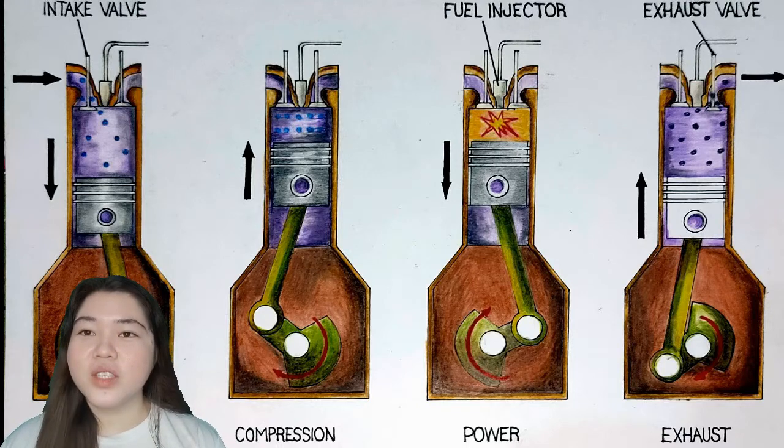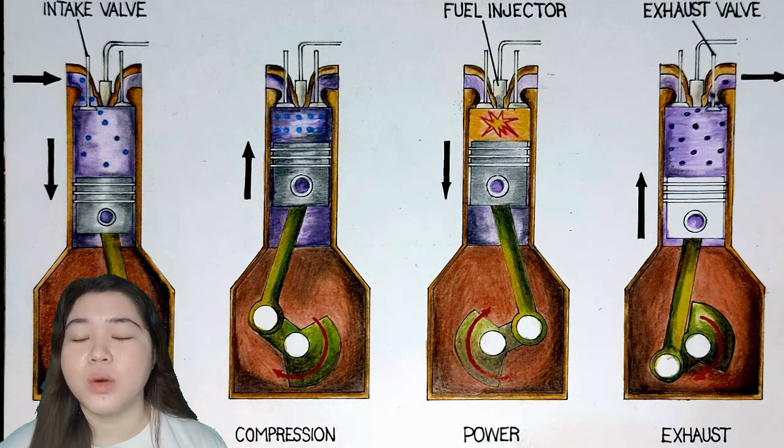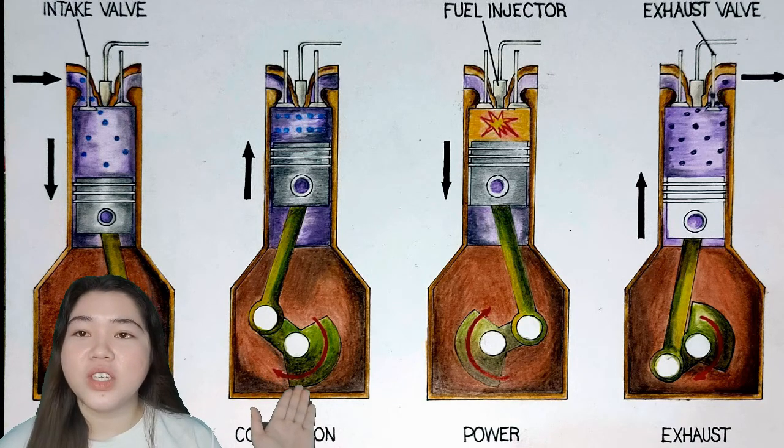So the first stroke is the suction or intake stroke. As the piston moves downward, a vacuum is created and sucks fresh air from the atmosphere and charges it into the cylinder, passing through an open intake valve while the exhaust valve is closed. I will show you a demonstration of the suction or intake stroke.